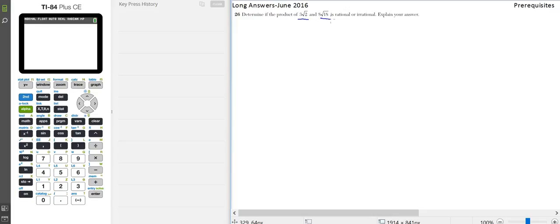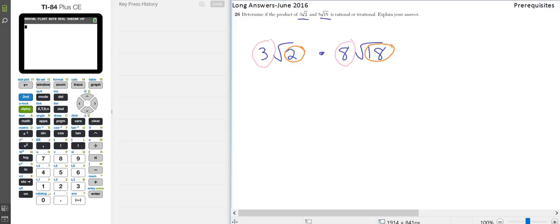So let's try it. 3 square root of 2 times 8 square root of 18. Whenever you're multiplying square roots of numbers that have coefficients, the coefficient of the number is the number before the square root symbol. So the coefficient of the first term is 3. The coefficient of the second term is 8. And then we also have the number that's inside the square root. So here we have a 2, and here we have an 18.